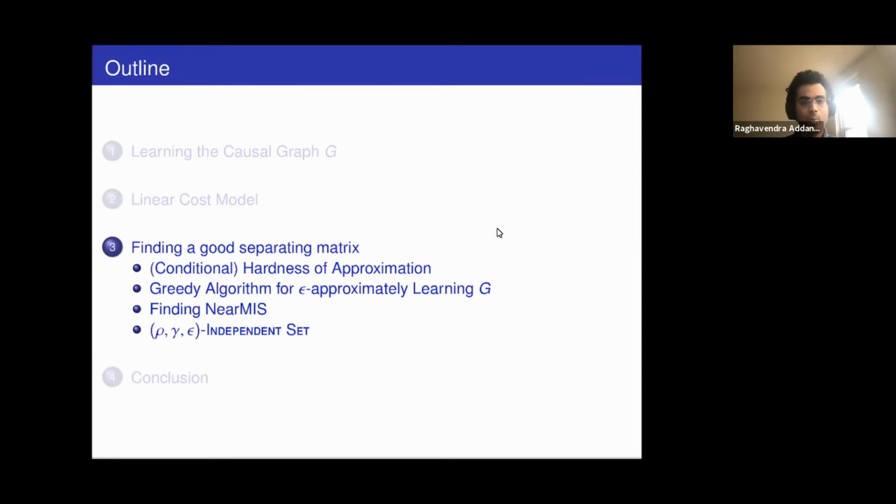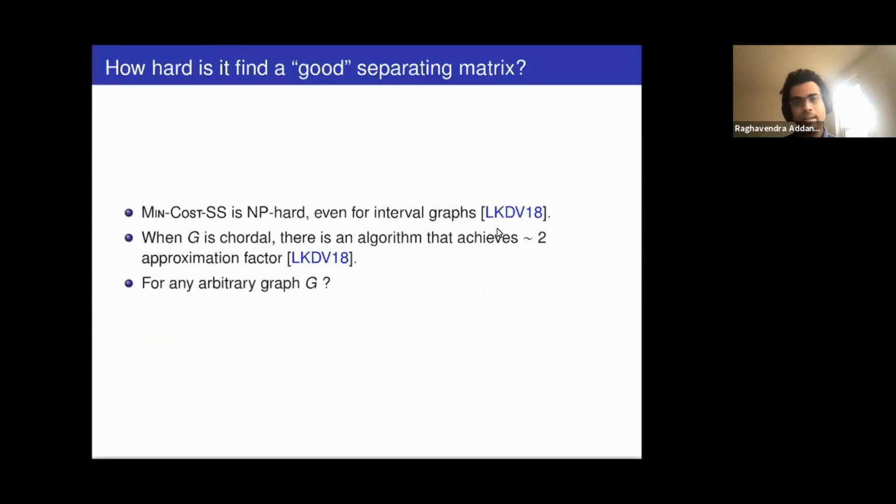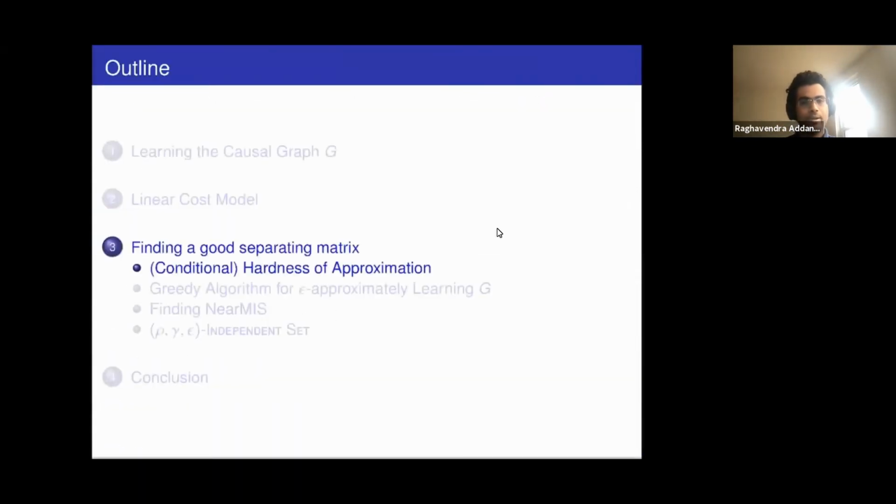Okay. How do we find a good separating matrix? First of all, this problem is known to be NP-hard even for interval graphs. When G is chordal, there is an algorithm that achieves a 2 approximation factor. For an arbitrary graph G, we do not know any hardness result. So we first show that this problem is hard, meaning you cannot get any approximation better than log n.